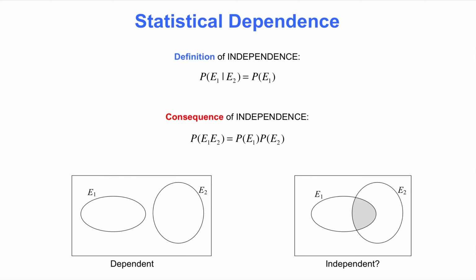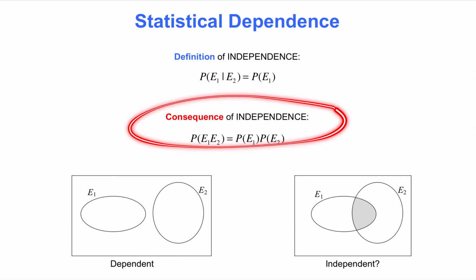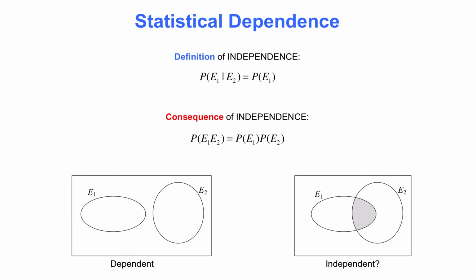A consequence of statistical independence becomes clear if we substitute the conditional probability rule on the left-hand side. We then see that a consequence of statistical independence is that the intersection probability of E1 and E2 can be obtained by multiplying the two individual probabilities for E1 and E2. This only works if the events are independent.